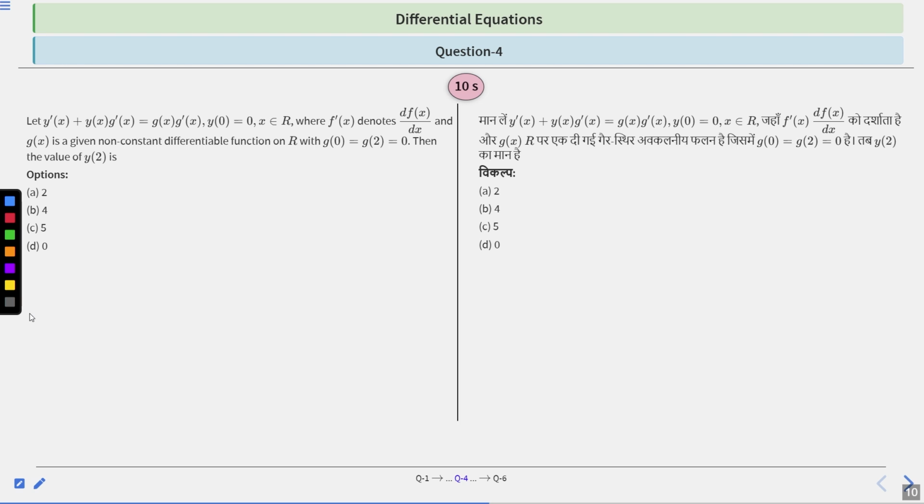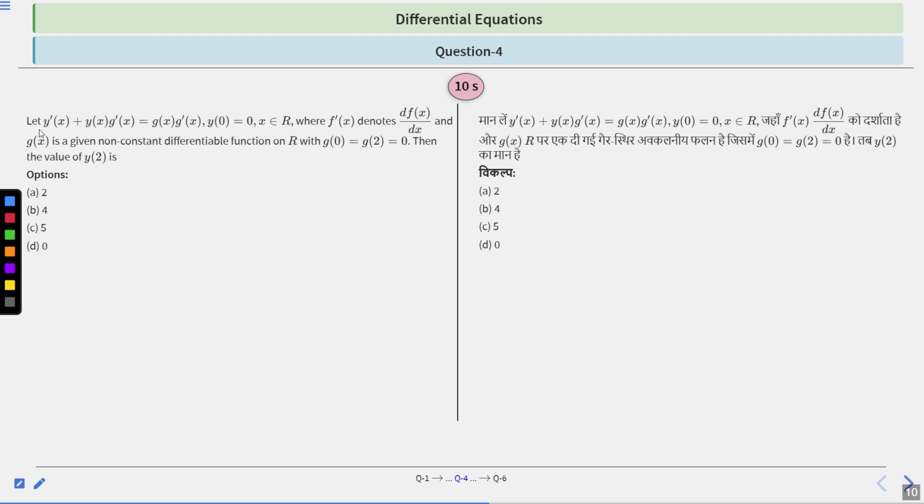Question number 4, which says: let y'(x) + y(x) g'(x) is equal to g(x) g'(x), and y(0) is equal to 0, x belongs to real numbers, where f'(x) denotes d f(x)/dx, and g(x) is a given non-constant differentiable function on R with g(0) is equal to g(2) is equal to 0. Then the value of y(2) is?